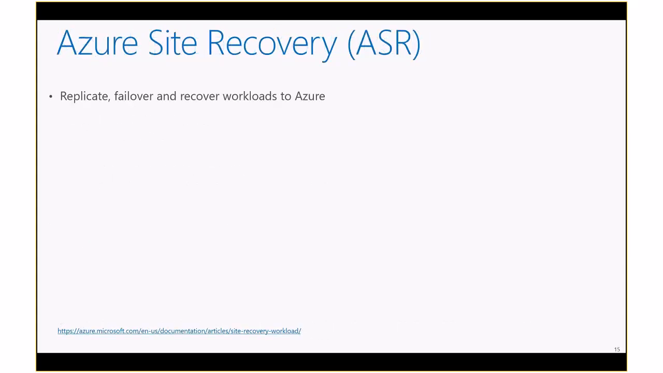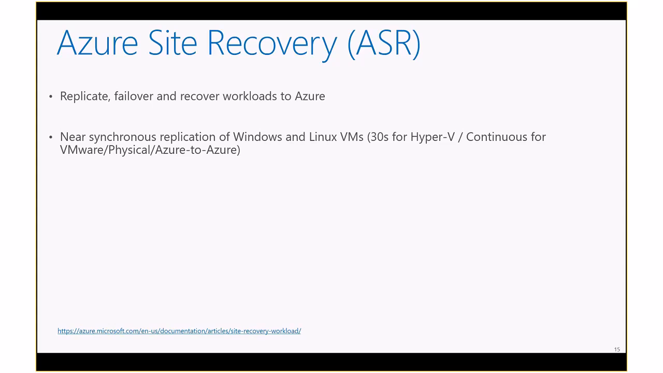Okay, so some key points about ASR before we jump into our demo. Basically what ASR does is it replicates your application or your servers over to the cloud. Right? That's pretty much what it does. So if you lose your application on-prem, you click a button and it fails it over to Azure so you can continue running that application or that server in Azure.